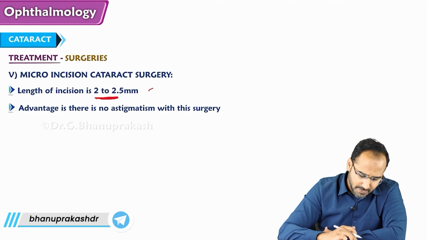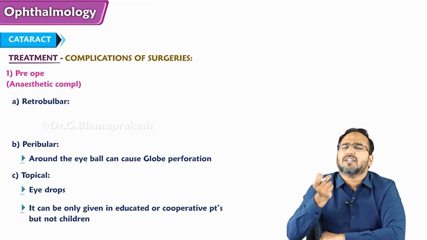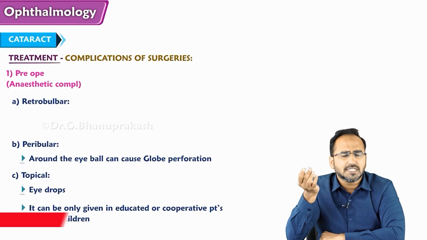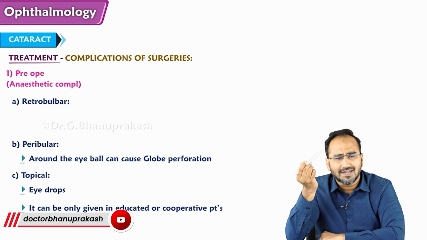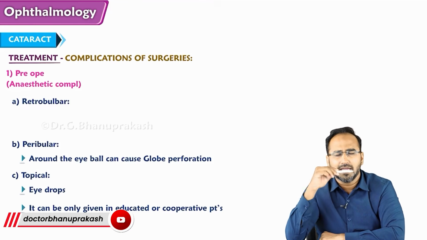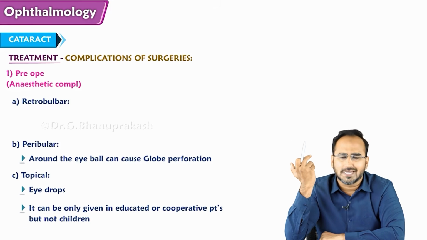What do you see in the retrobulbar complication? You give anesthesia to the eye by retrobulbar, peribulbar or topical. And you take a needle, put the needle beneath the eyeball, aim towards the cone of the muscle and then inject the local anesthetic drug.